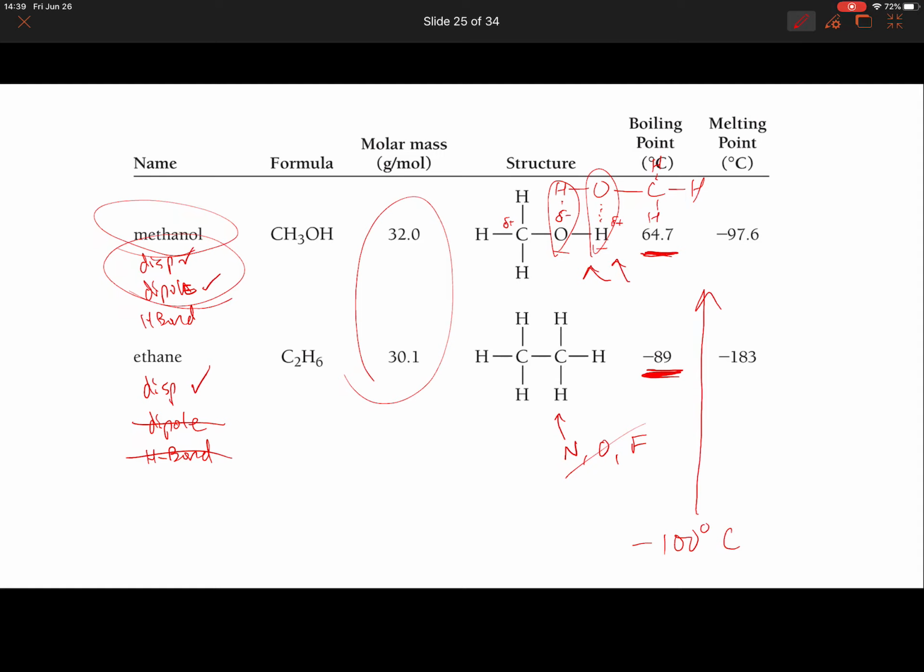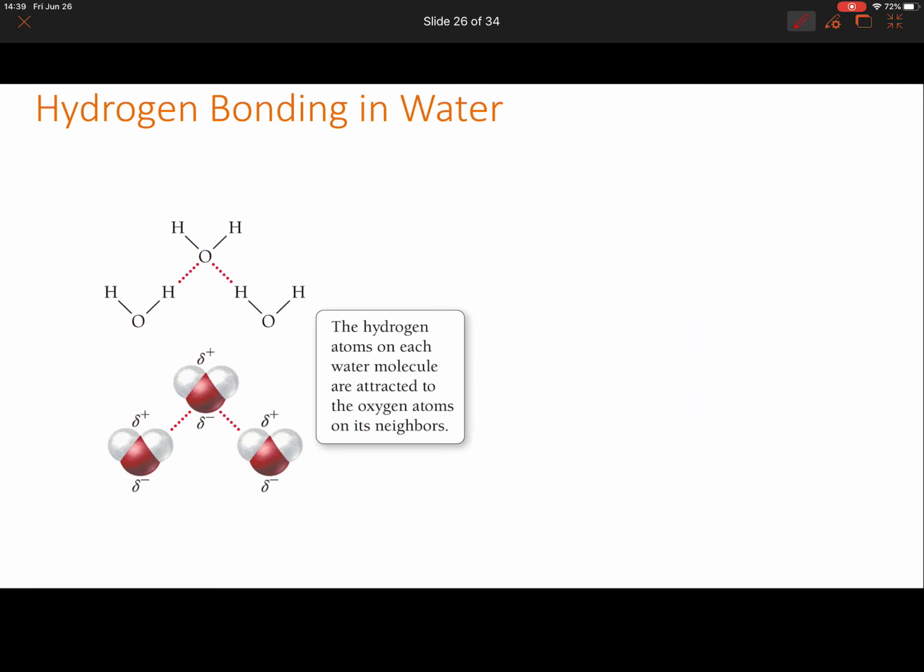We saw that not that long ago in the previous example. I think it was formaldehyde was polar compared to ethane. And formaldehyde, which had a dipole, still was -19.5. This one, having a hydrogen bond, makes it 64. So it's much more energy required. Let's look at water.